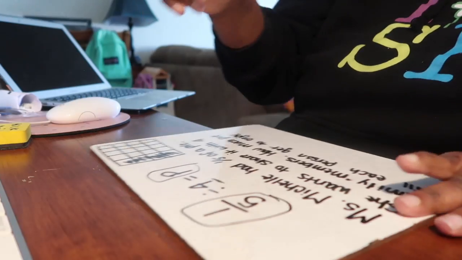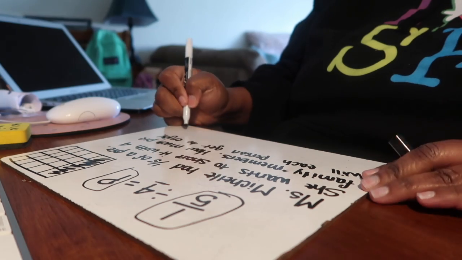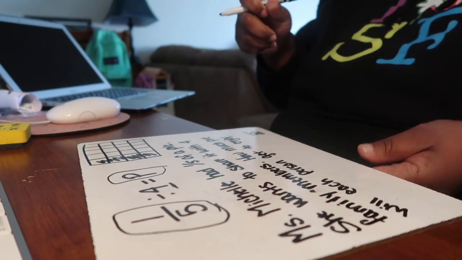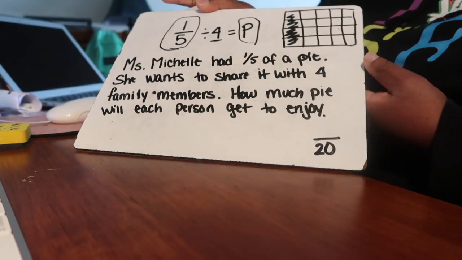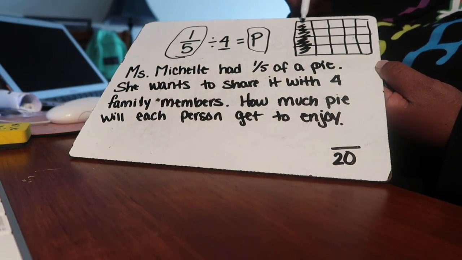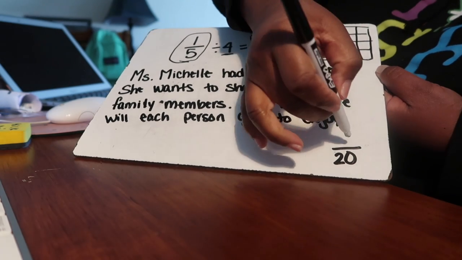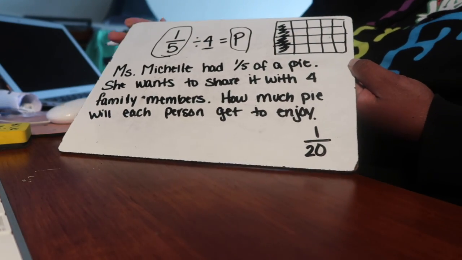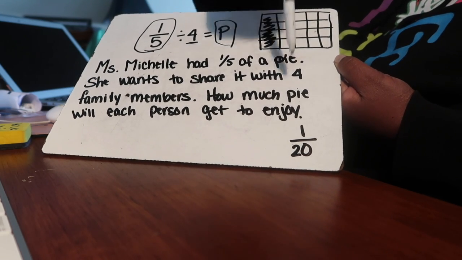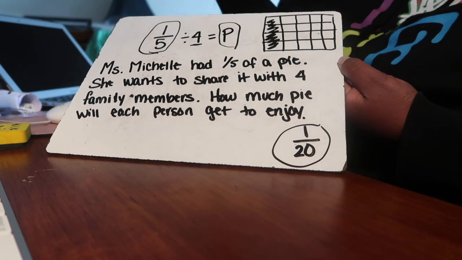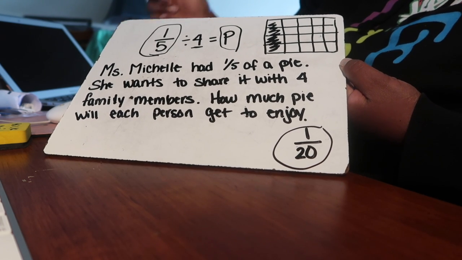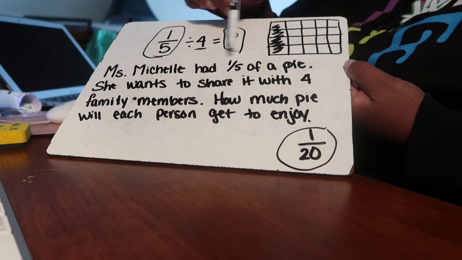So we know our denominator is 20. Now, each person, because she had 1/5 of the pie, we divided that fifth 4 ways, so each person will get 1/20th of the pie. So 1/5 divided by 4 equals 1/20. So P equals 1/20.